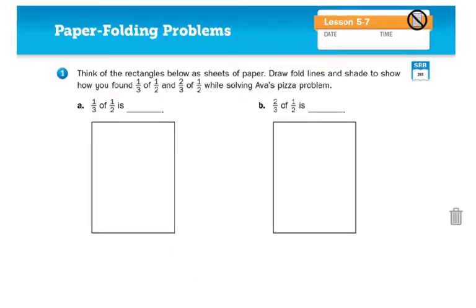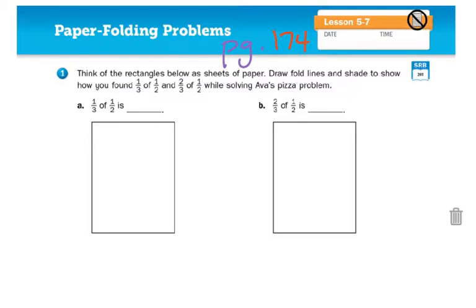Let's go ahead and move into our math journal. And you're going to start on page 174. Page 174. It says at the top, paper folding problems. So I think what we'll do is we'll just draw it. If you really would like to fold it, you are welcome to find yourself a piece of paper. It says, think of rectangles below as sheets of paper. Draw fold lines and shade to show how you found 1/3 of 1/2 and 2/3 of 1/2 while solving Ava's pizza problem.